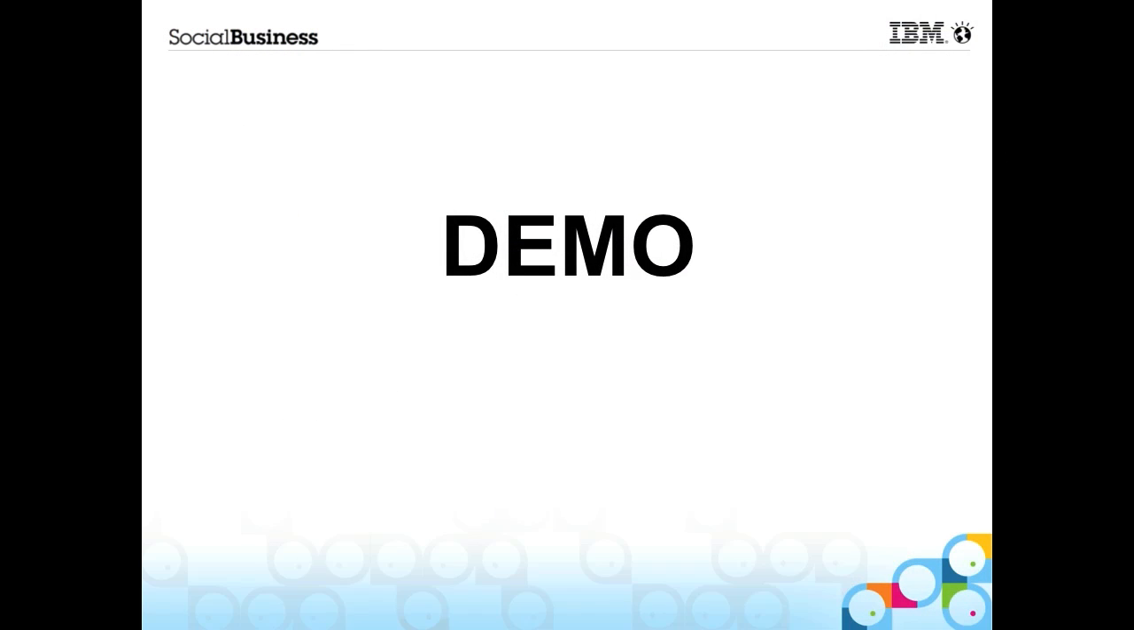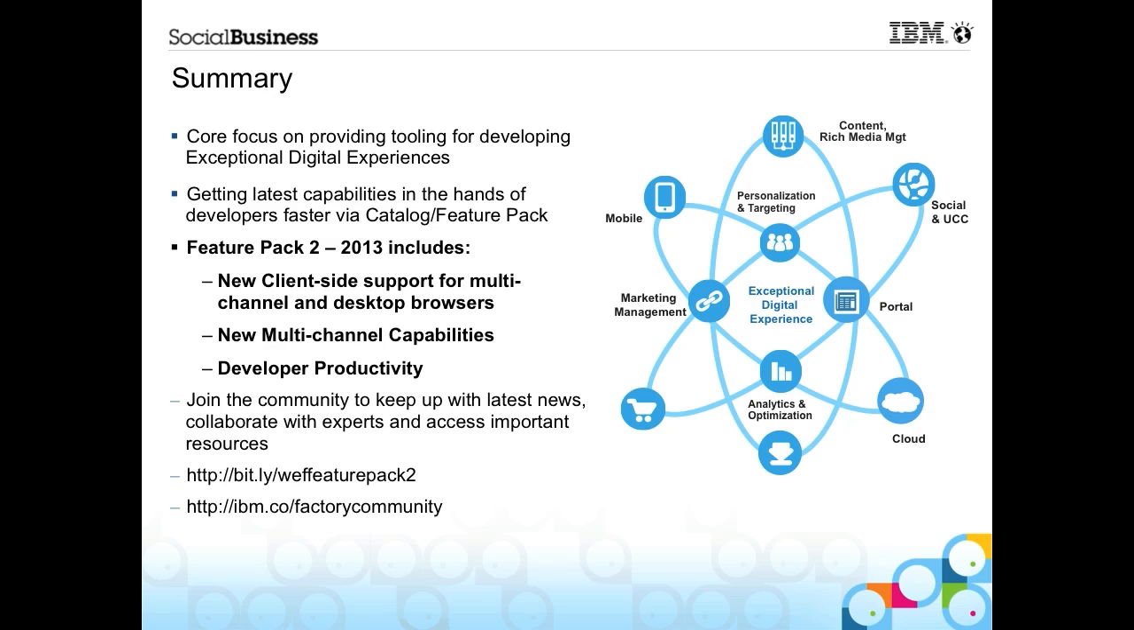Okay, that was great. So to summarize quickly, our core focus is again about giving you the tooling to be productive, to be able to create those exceptional digital experiences. The key new capabilities in the feature pack are the new client-side support for multi-channel and desktop browsers. New multi-channel capabilities, for example, we looked at that new Worklight builder and new Worklight 6 support, and also those enhancements around developer productivity. Probably the most important link over here is the factory community one.